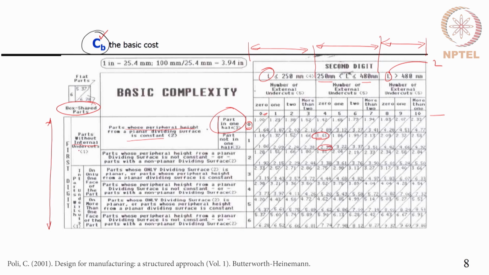If the part has no internal undercut and it has a planar dividing surface, but the part is not in one half, then I will be coming to the second row. Like that, I will choose the different rows, thereby deciding the cell, and then based on whether it is a flat part or a box part, I will choose either the top or bottom number. The least complexity, as you can see, is 1. So, CB can be 1, the maximum complexity could be 9.86.